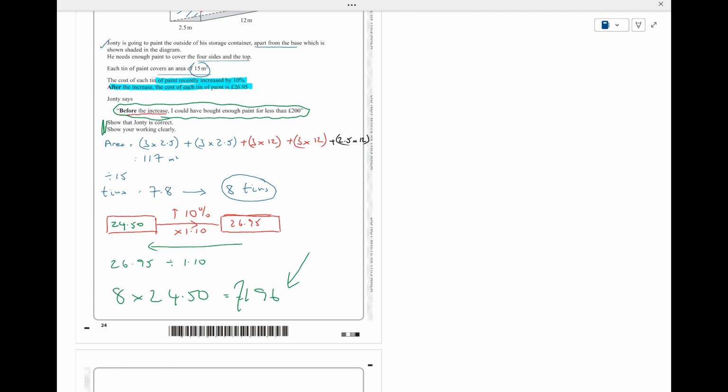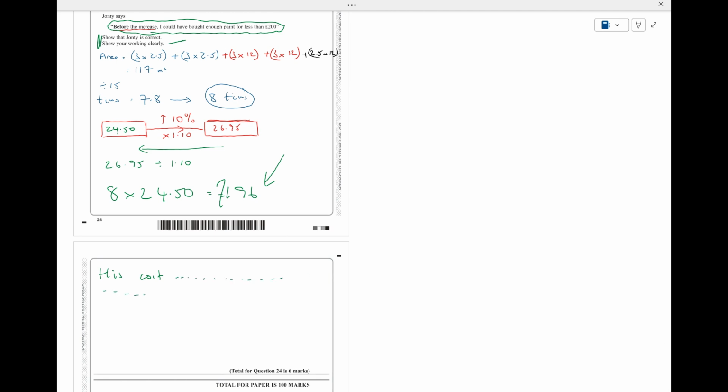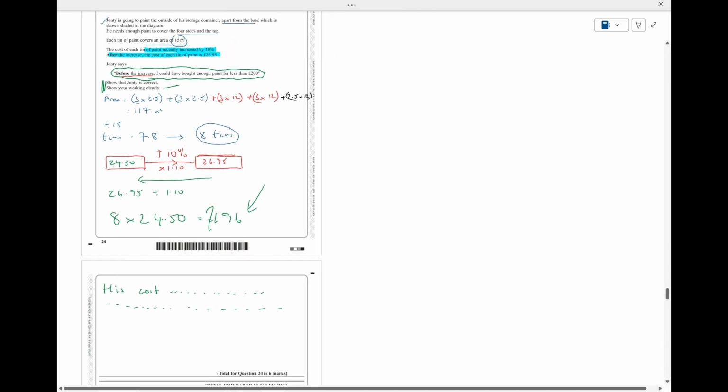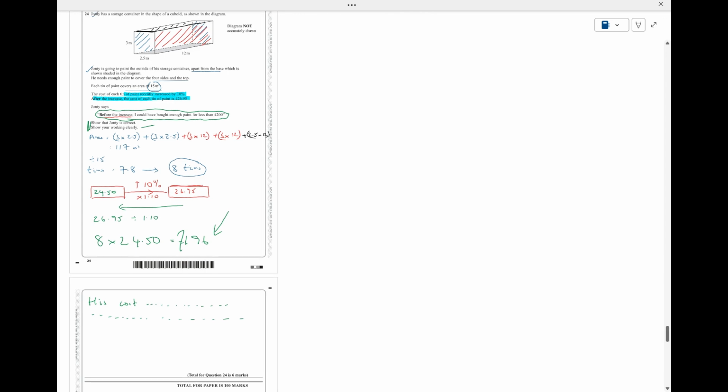We've done that. Show you're working clearly. And then so we could write his cost before the increase would have been £196. Therefore, he is correct. And that would get us our 6 marks for question 24. And that is the end of the paper.